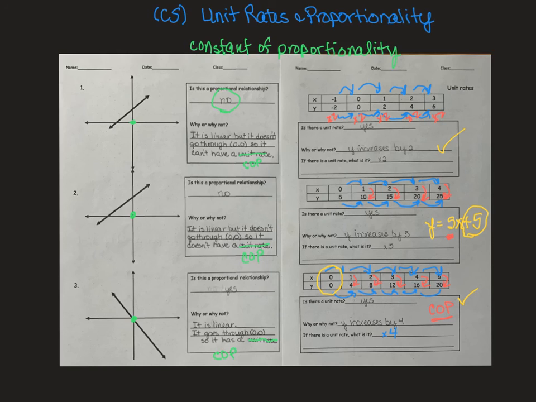Hopefully that is clear. We're going to do more work on this. We're going to keep working to make sure that is clear, because that is a critical piece in this unit. It's kind of the algebra piece as we get to the end.